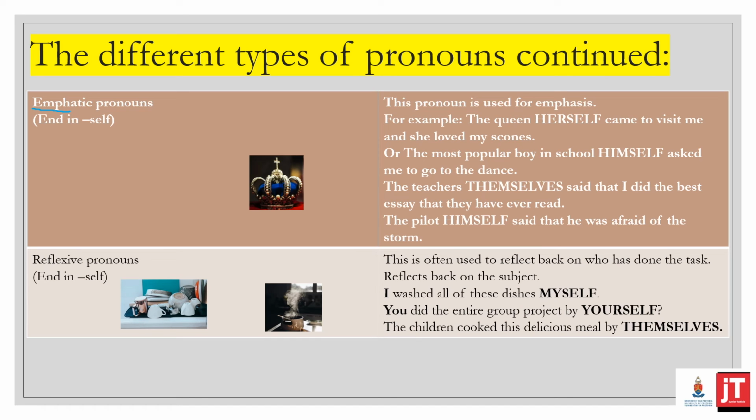Let us look at some examples over here. The Queen herself came to visit me and she loved my scones. Say for example someone is insulting your guardian, you could say, the Queen came to visit me and she loved my scones. Or doesn't it sound better to say, well, the Queen herself came to me and she loved my scones?